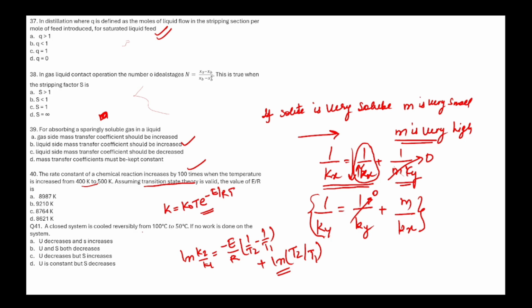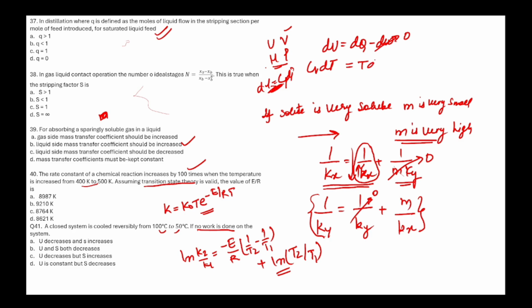A closed loop system is cooled reversibly from 100 to 50 degrees Celsius. If no work is done on the system, U and S, so we have to write an equation. Applying first law, dU is equal to dQ minus dW. So dW is 0, work done on the system. That means this is negative. So dU is equal to... U V, H P. After U V will come H P. So dU will be Cv dT, dH is Cp dT. Okay. dQ is equal to T dS. Now dT by T, if I integrate from 50 to 100, and dS upon Cv, it will give a negative sign. That means both will decrease because temperature is decreasing and it will give entropy in negative sign, so both will decrease.